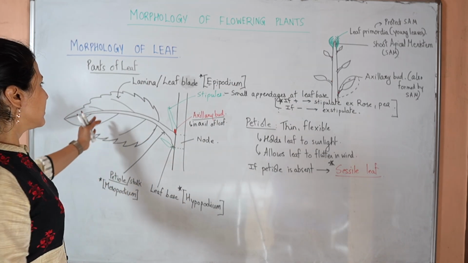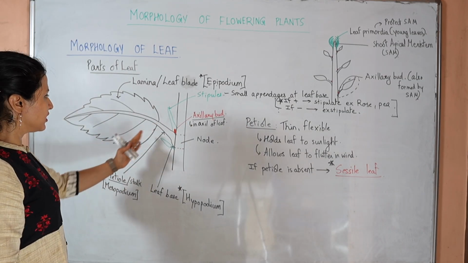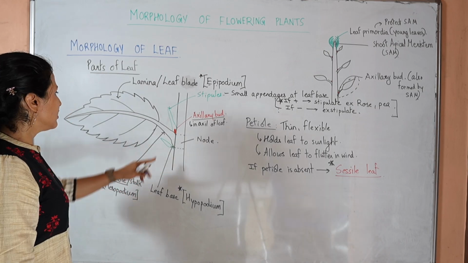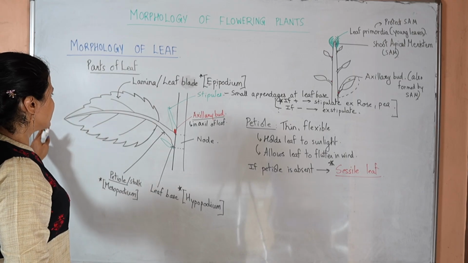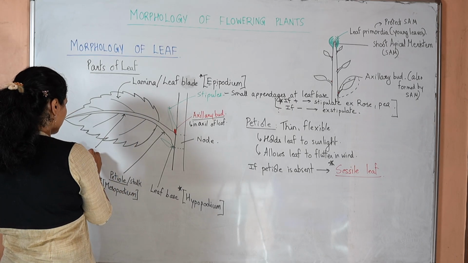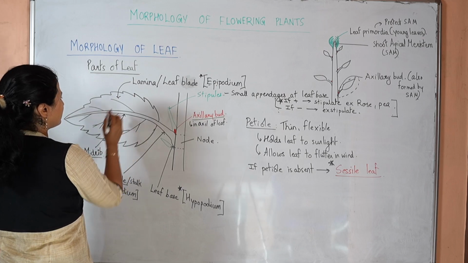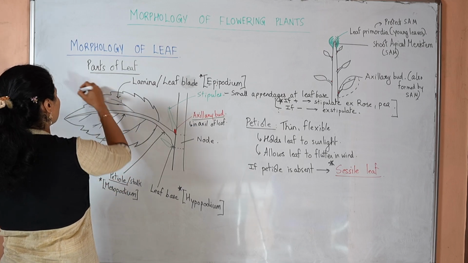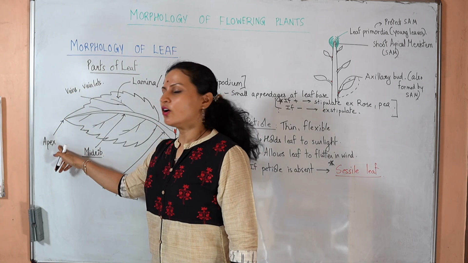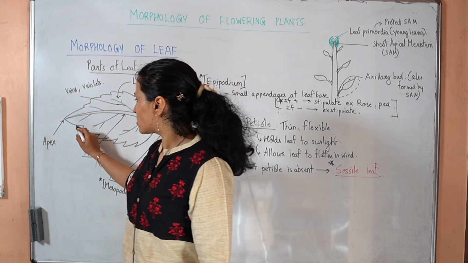Moving on to the third part, that is the lamina or the leaf blade. So leaf blade is the flattened broad portion of the leaf. It is green in color because of the presence of chlorophyll pigments in it, and it will also have veins and veinlets. There will be one big vein present in the center which will be called the midrib, and the midrib will branch out to form smaller branches like this. These are called the veins and veinlets. The tip of the leaf will be called the apex, and the outline of the leaf is called the margin of the leaf.